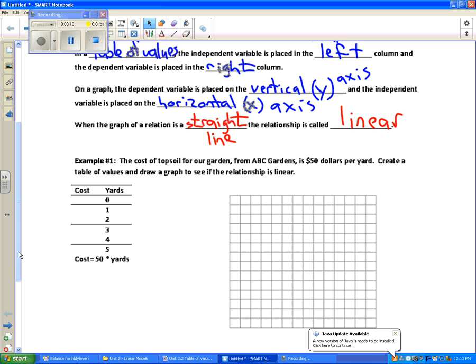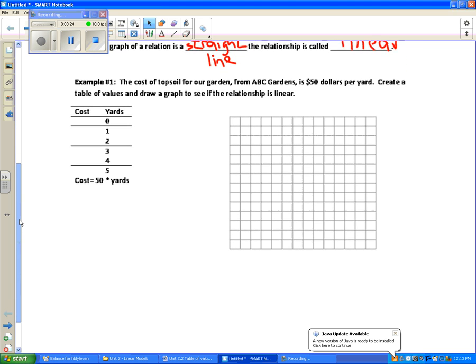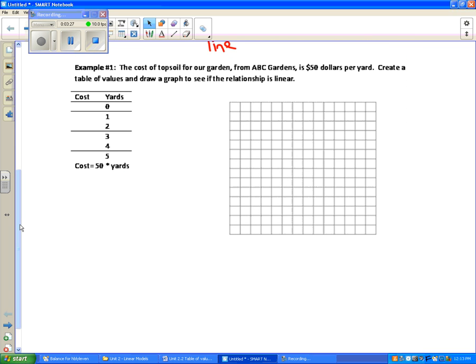We're going to work an example together, and we're going to use an example from our garden. The cost of topsoil for our garden from ABC Gardens is $50 a yard. We want to create a table of values, and we want to draw a graph to see if this relationship is indeed linear. So I'm looking at my formula here, and I'm trying to figure out the cost that I want to have for every yard that I buy, it's going to cost me $50.